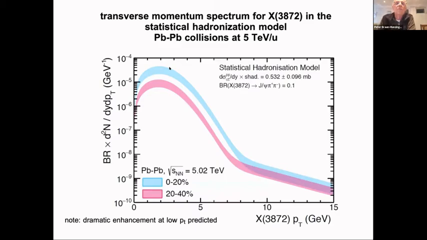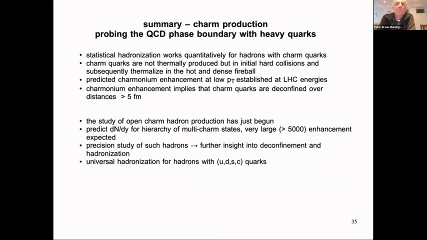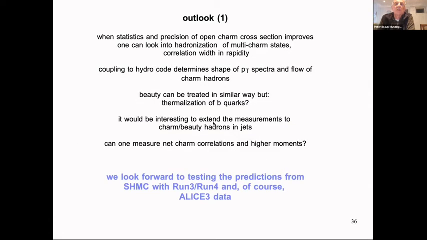So statistical hadronization works not only for hadrons with up, down, and strange quarks, but also with charm quarks, and contributes to our understanding of the phase boundary. Charm quarks are deconfined. That is also experimentally clear, but the study of open charm production with multi-charm hadrons has just begun, and we'll see what will actually come from that. Of course, it would be interesting to see whether beauty can also be treated in similar ways. That is all something we would like to look forward to testing in the course of the prediction.